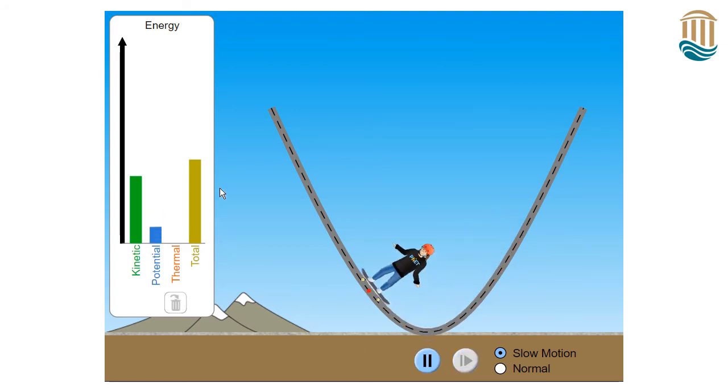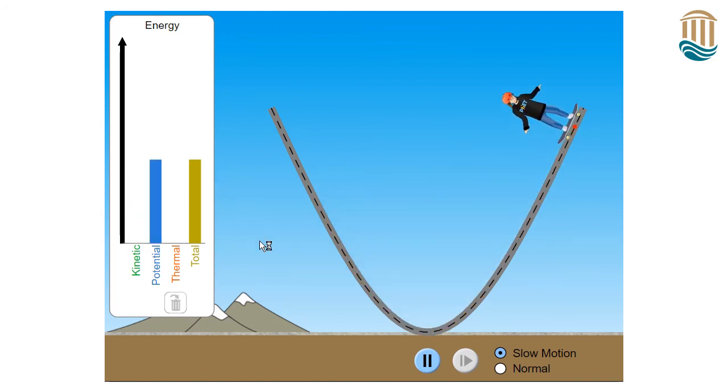Now note what the total energy, the sum of the two, is doing. It's staying the same. The skater is exchanging potential energy for kinetic energy on the way down, and vice versa on the way up, but the total is staying exactly the same.